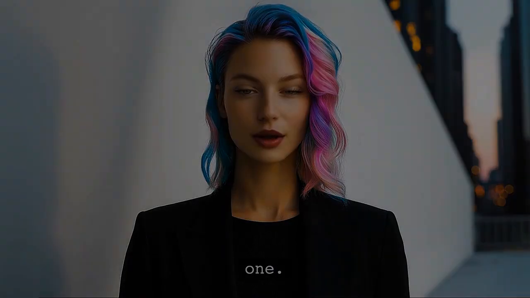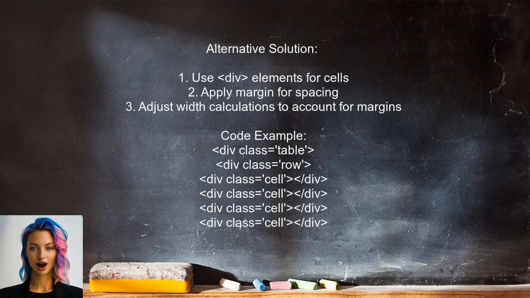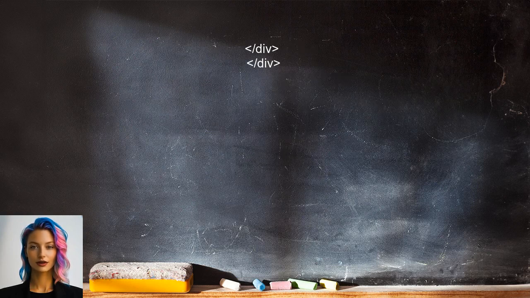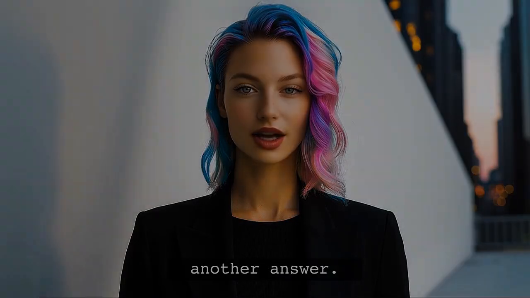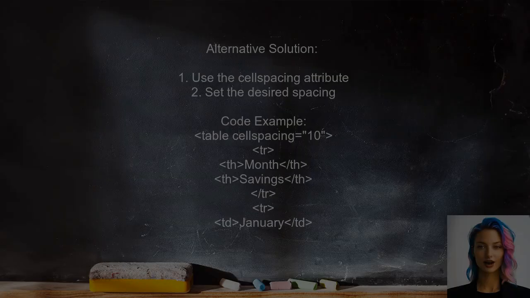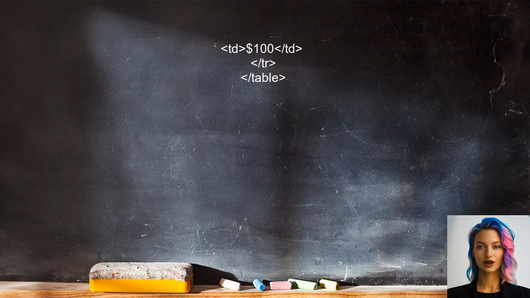Let's explore another one. An alternative solution provided by another user suggests using div elements with margins instead of table cells. This method allows you to create spacing between the cells effectively. Let's move forward and look at another answer. An alternative solution provided by another user is to use the cell spacing attribute in your table. This allows you to set the space between the table cells directly.